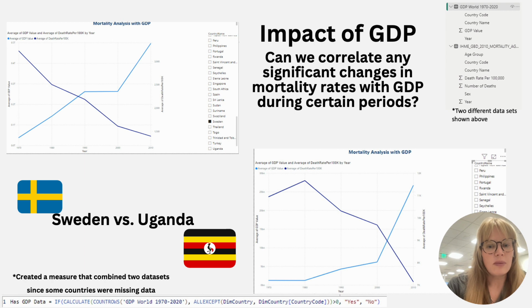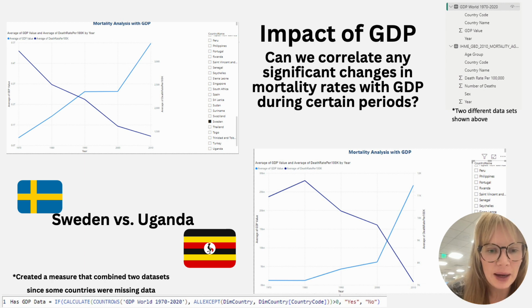And our last question was the impact of GDP, and we wanted to know, can we correlate any significant changes in mortality rates with GDP during certain periods? And I'm going to add in certain countries. To get insights on this, we had to use another data set to bring in specific countries' GDPs in the years that matched up with the years from our original data set.